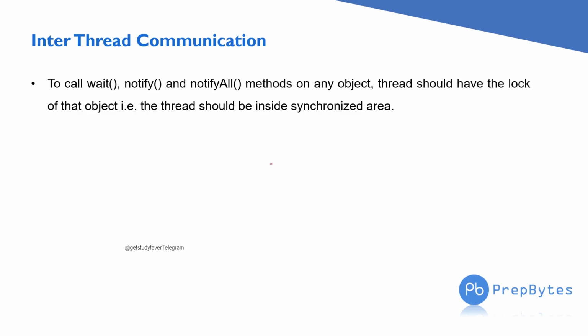The next point: to call wait and notifyAll methods on any object, a thread should have the lock of that object. That is, the thread should be inside the synchronized area. Now, this is my object, correct? And T1 wants to call the dot wait method. To call it, it needs the lock of this object. So if it needs the lock of the object, that means it has to be inside the synchronized area.